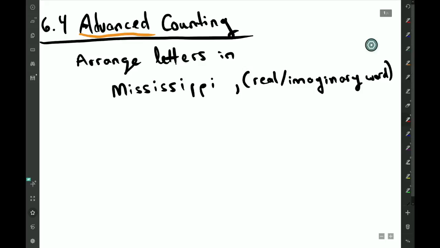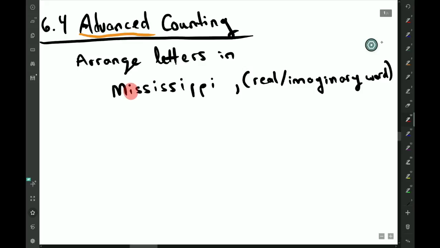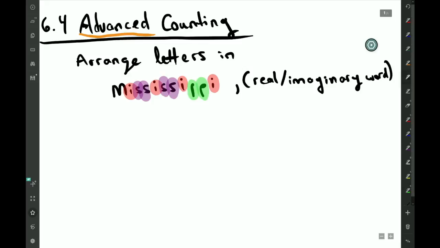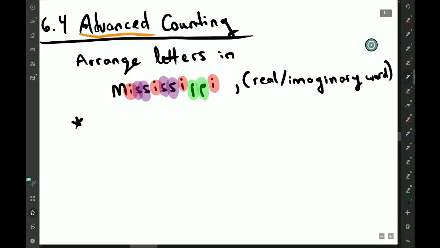I have M. I have a few I's, so I have 1, 2, 3, 4 I's. I have a few S's, 4 S's, and I got 2 P's. M is different though. But really, if I arrange this word, so you don't even have to write this down, let's call this I1, I2, I3, and I4.